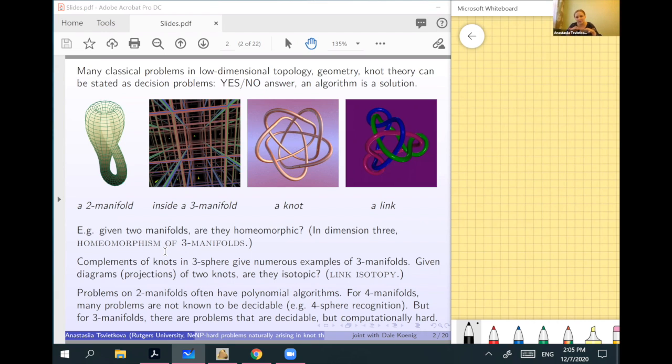And then three manifolds is a sweet spot where you have, on one hand, problems which are often still decidable. So you're often able to get an algorithm, but the algorithms are hard. So for example, homeomorphism of three manifolds is known to be decidable, but you have to use the geometrization conjecture for it, geometrization theorem now.